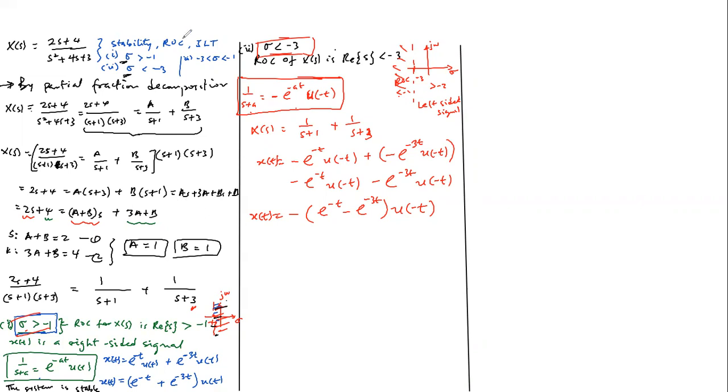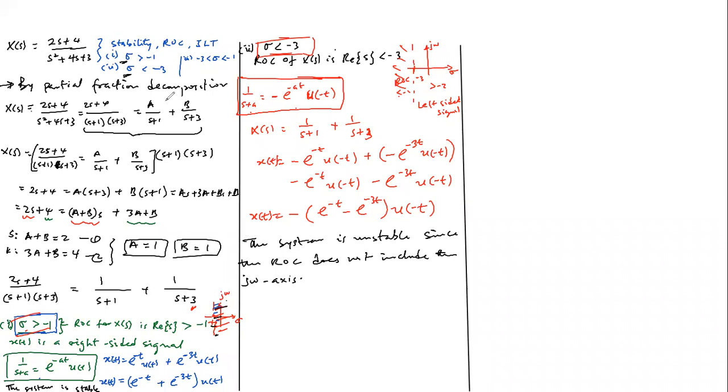So here, the system is unstable since the region of convergence does not include the j omega.